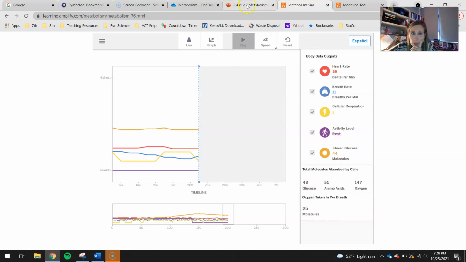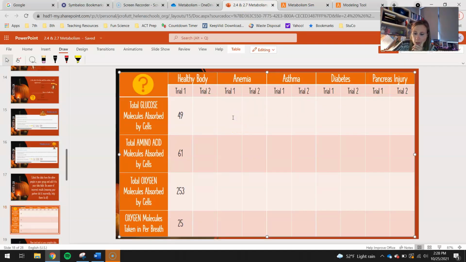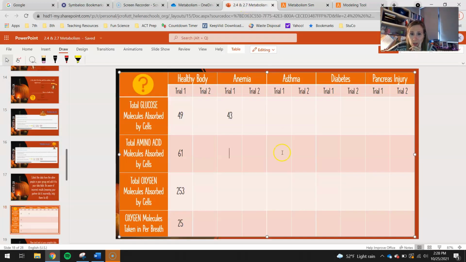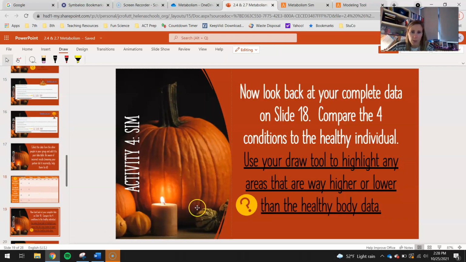All right, 43 glucose. My amino acids were 51 and my oxygen was 147. And the oxygen molecules taken in per breath, which is important, is again about 25. So that seems pretty normal. Okay, so you guys will finish collecting all of this data, do anemia, another try, do asthma, 2 tries, diabetes, 2 trials, and pancreas injury, 2 trials. And then the next part of this is right here.